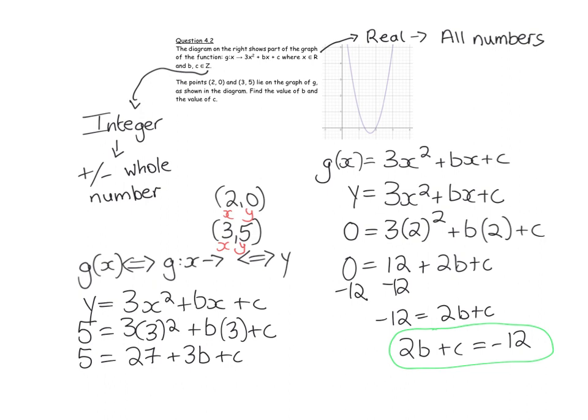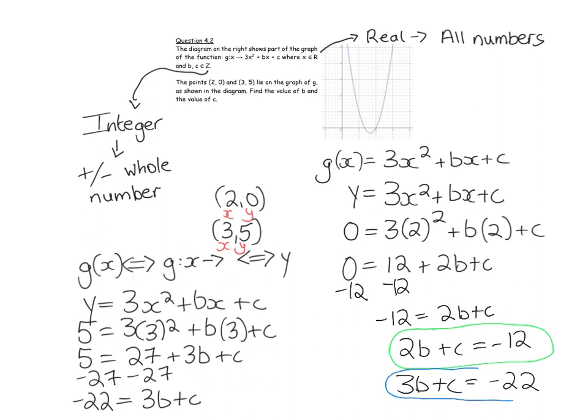Again, I'd like the 27 here maybe to be on the other side with the 5. So when I minus 27 from both sides, I'm going to get minus 22 is equal to 3b plus c. And I'm going to rewrite that over here. So we have 3b plus c is equal to minus 22. And that's the second equation that we have.